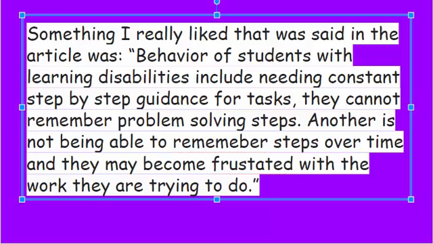Something I really liked that was said in the article was, behavior of students with learning disabilities include needing constant step-by-step guidance for tasks they cannot remember problem-solving steps. Another is not being able to remember steps over time, and they may become frustrated with work that they are trying to do.